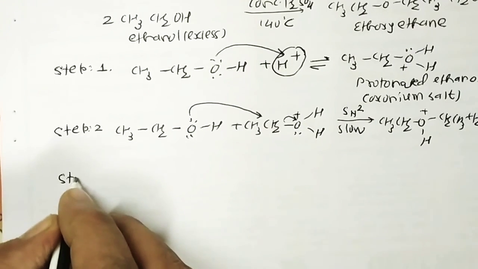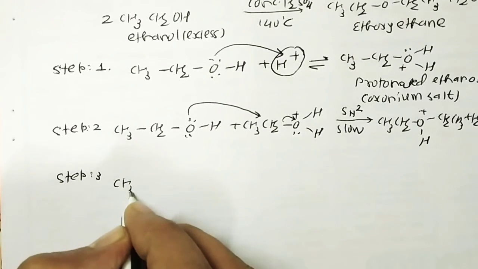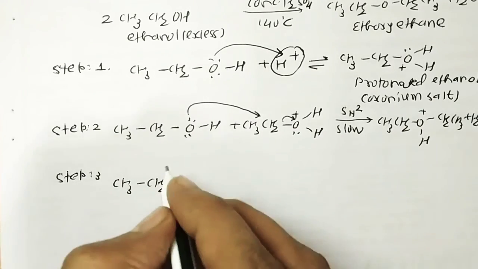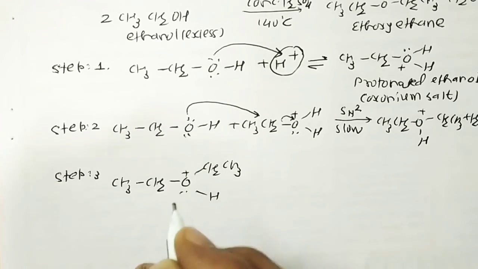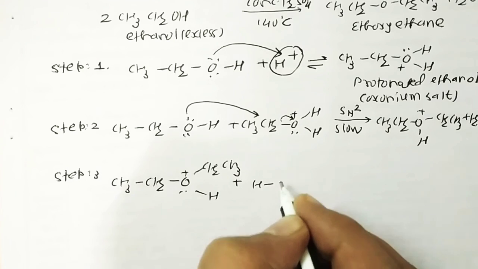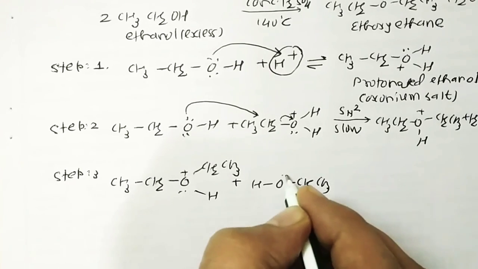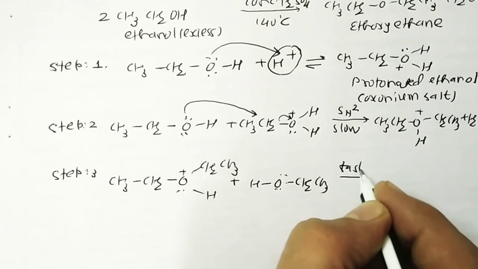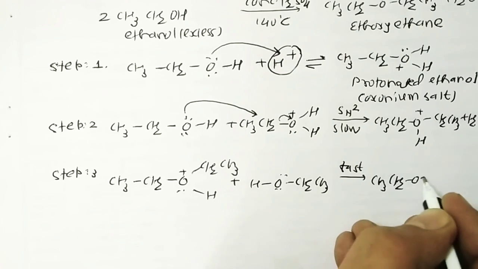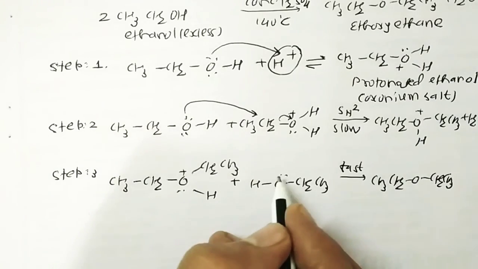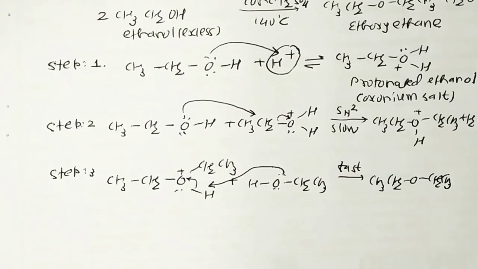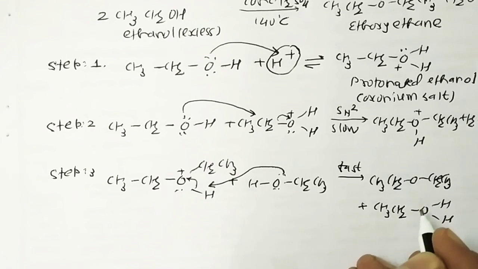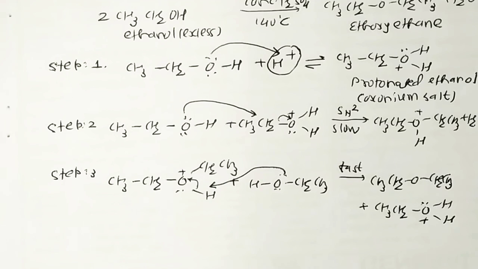After the protonated ether comes step 3. The protonated CH3CH2OCH2CH3, with H+, further reacts with alcohol HOCH2CH3. This is the fast step, and we get the product CH3CH2OCH2CH3. Because the O is attached to hydrogen, the bonded electron pair is attracted towards the oxygen, and we get a protonated ethanol, CH3CH2OH. So this is the mechanism behind it.